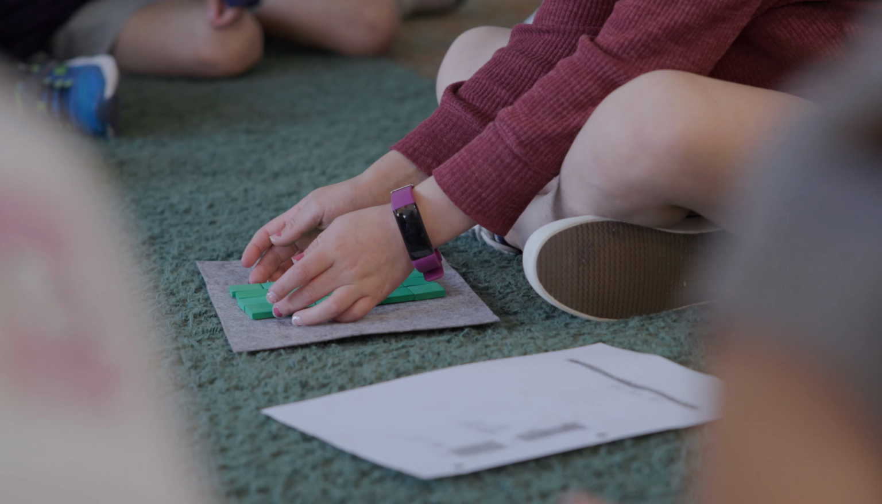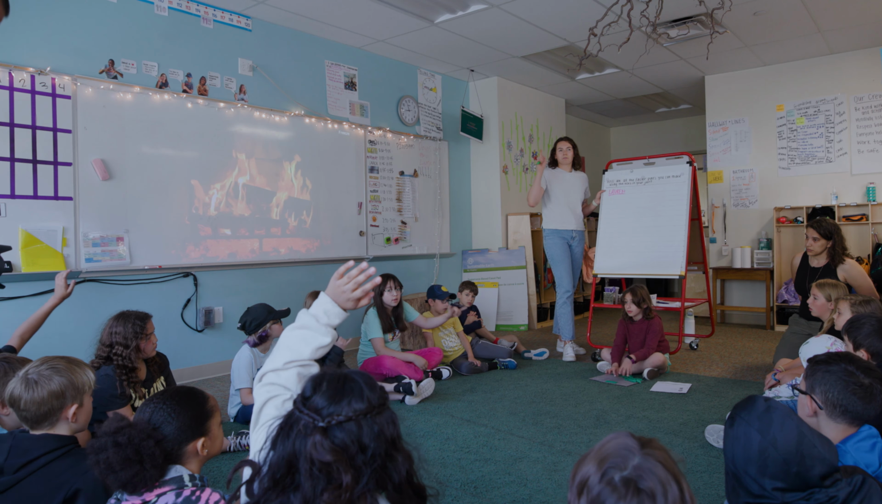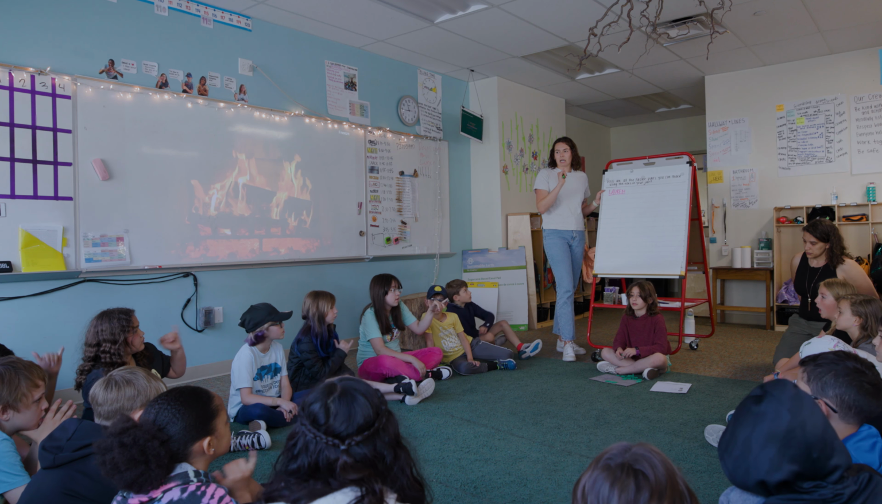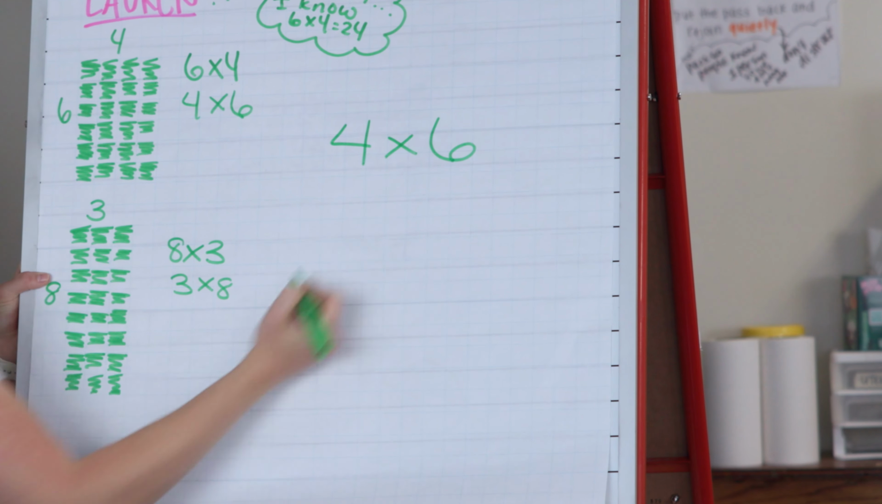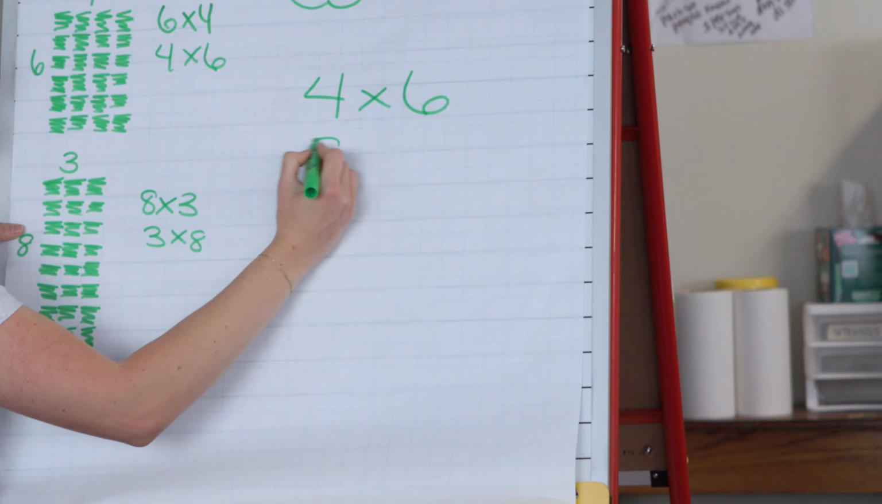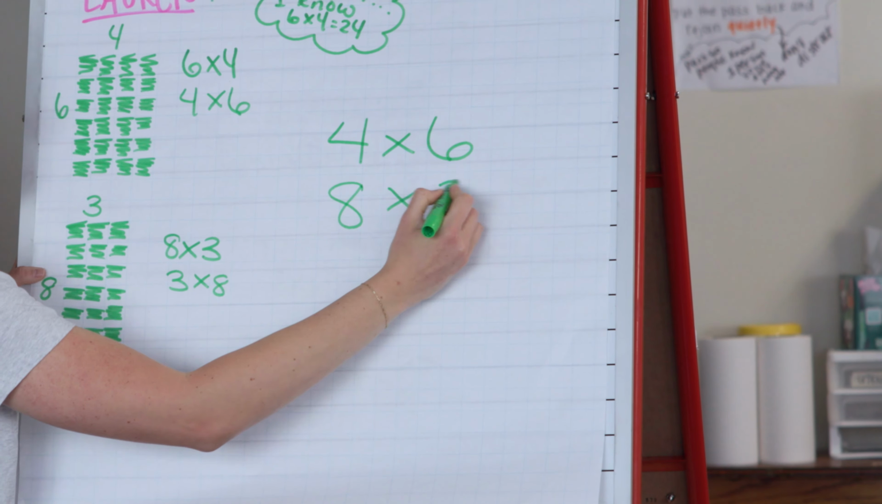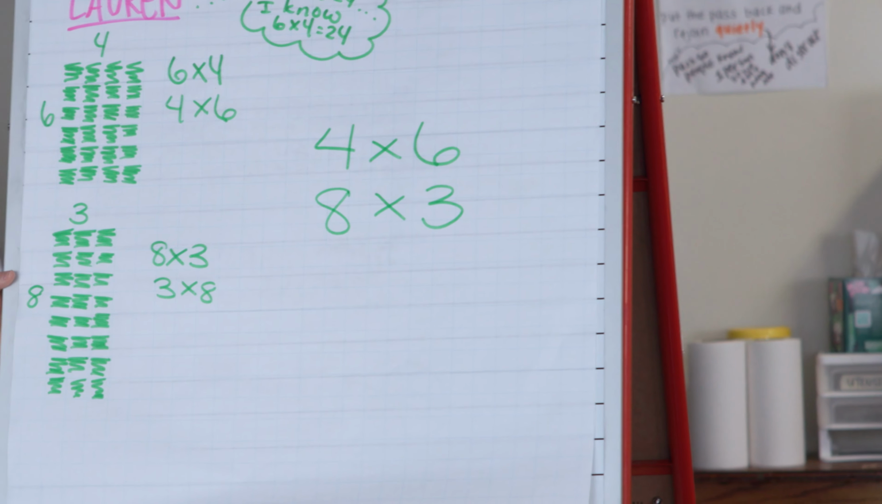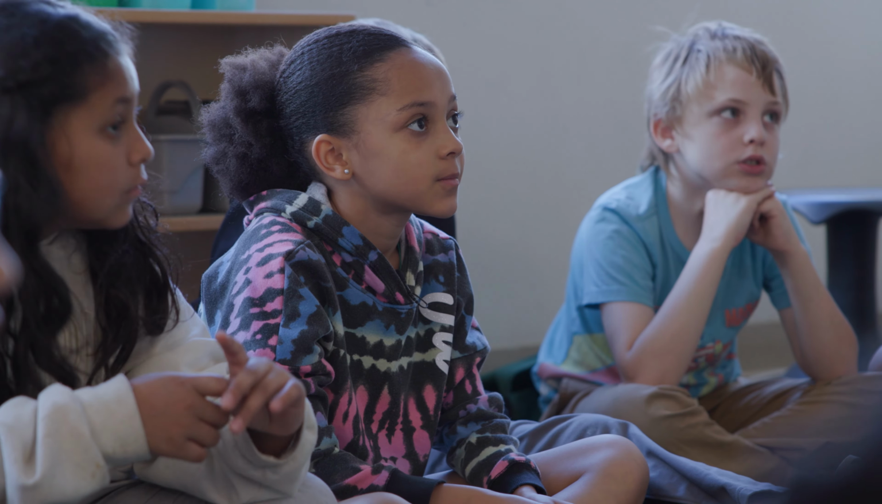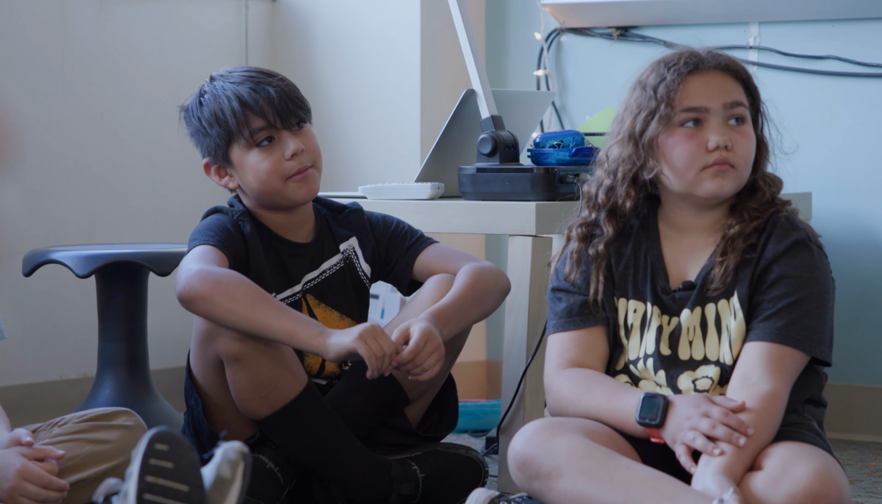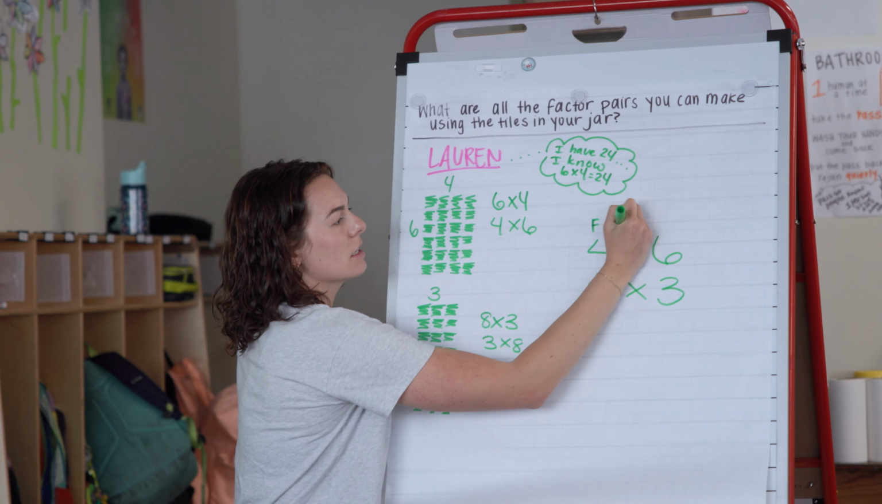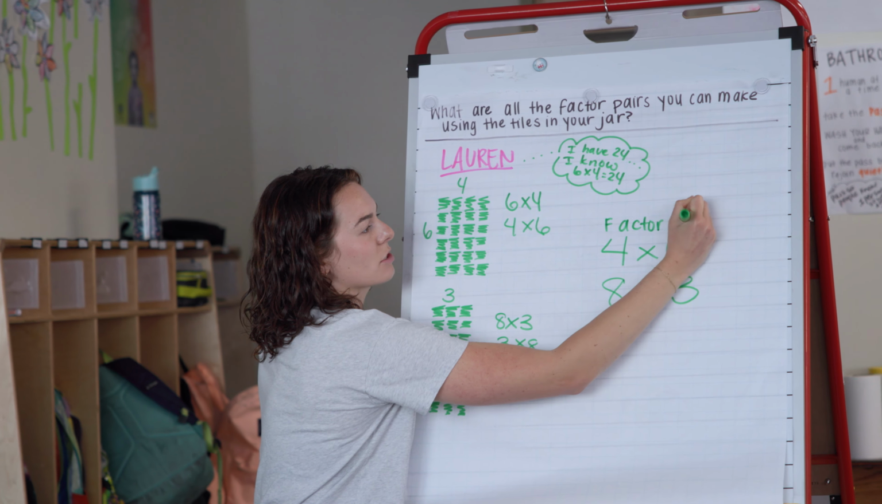Did anyone else start by counting their tiles and then you thought of facts that you know? See, CJ did that, Asha did that. So, these are the factor pairs that Lauren created for a rectangle with an area of 24. What patterns or connections do you see between these factor pairs?